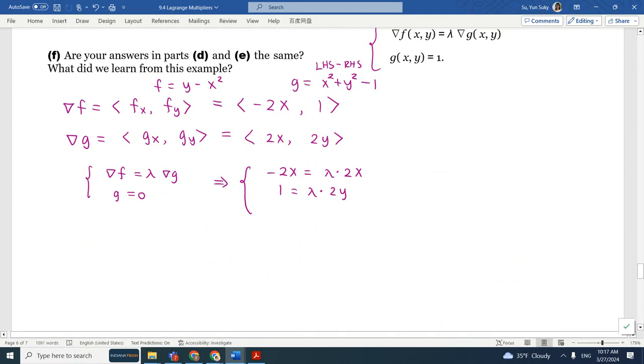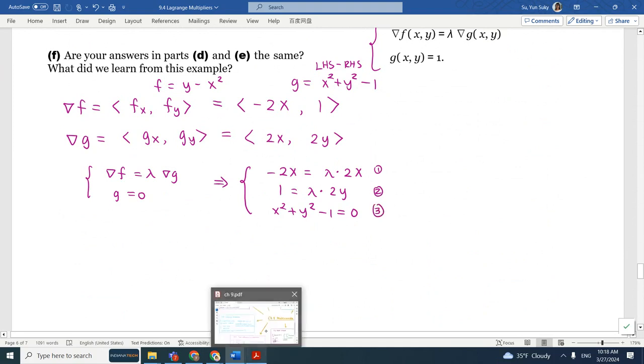Yes, everybody? And then we also have the constraint: x squared plus y squared minus 1 is 0. So this is a system of nonlinear equations, and we have 3 unknowns. We want to find x and we want to find y. Okay. And let's label them: 1, 2, 3.